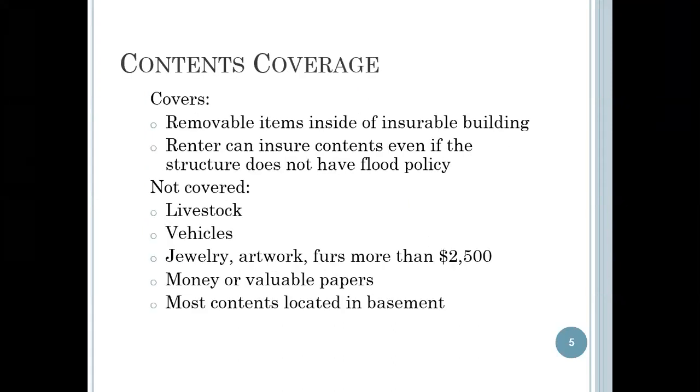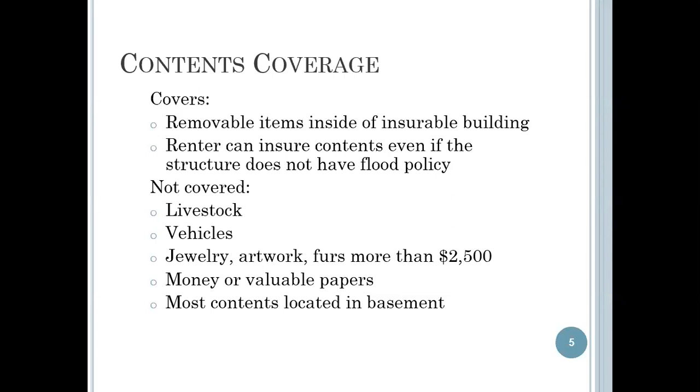In contents, those are removable items inside of an insurable building. So we can provide coverage for not only building owners, but also renters. And renters are probably our least insured policies that we have out there, because there's nobody to tell them what their flood risk is. So they don't know if they're in the floodplain. They don't know if they're in the floodway. So it's up to an insurance agent, when he's counseling their clients, to say, hey, let's look up and see what flood zone you're in. Let's write a flood policy for your contents.